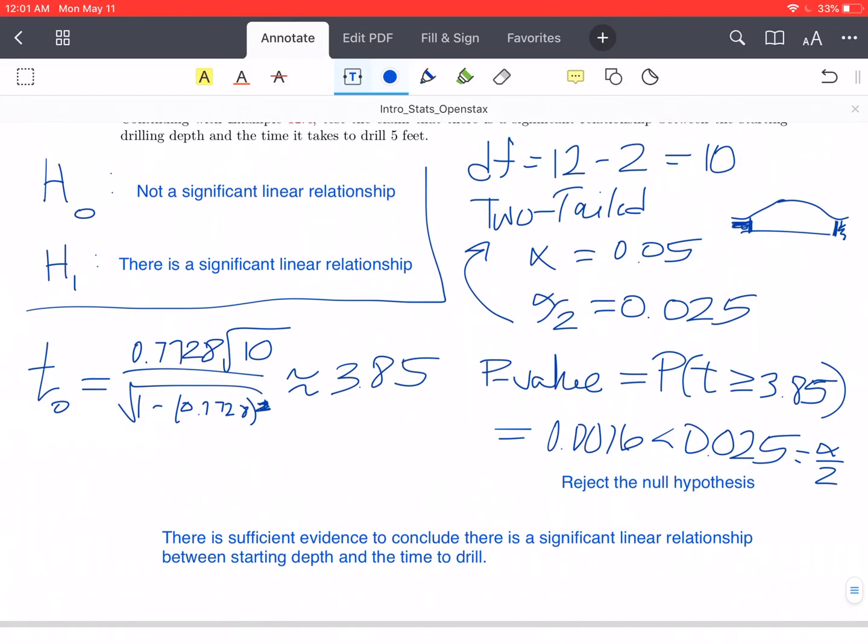Okay, so we are able to see here that there does appear to be a significant linear relationship found using our hypothesis test. So that kind of backs up the data that we saw. All right, and that's it for section 12.4. So a pretty short one here.